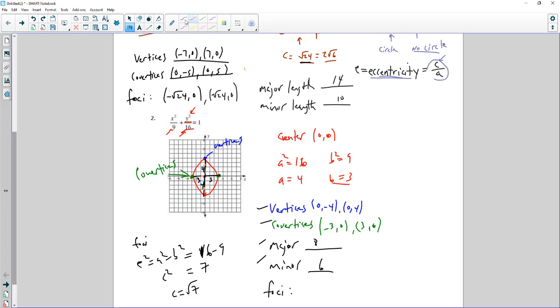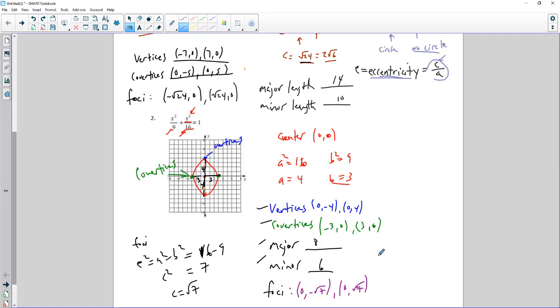Since we're moving up and down, we're only going to change the y value of the center, and we're going to leave the x value the same. So this will be 0, negative root 7. And the other one will be 0, root 7.